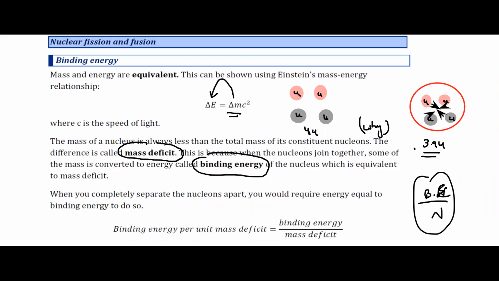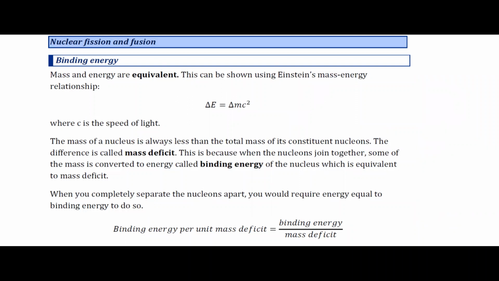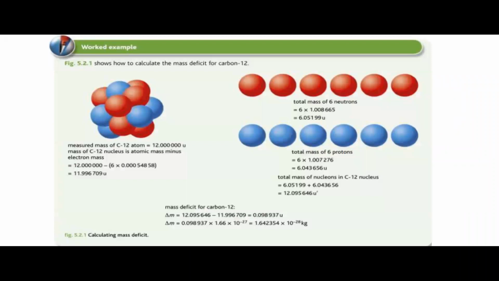So if a nucleus has a higher binding energy per nucleon, it means the nucleus is more stable. This is a worked example. As you can see here in the figure, you can see the nucleus of carbon. When we take the total mass of a carbon atom and subtract the mass of the electrons, we get the mass of the nucleus. This is the mass of the nucleus.